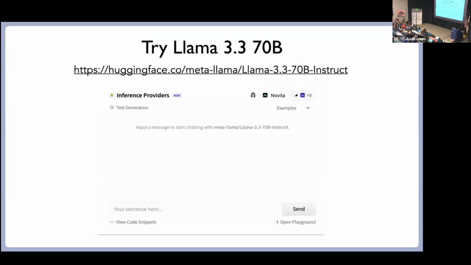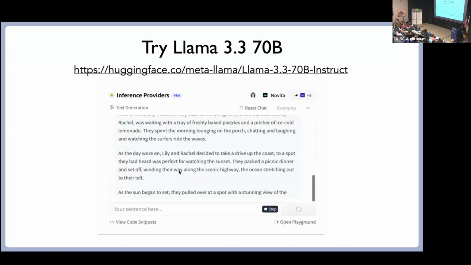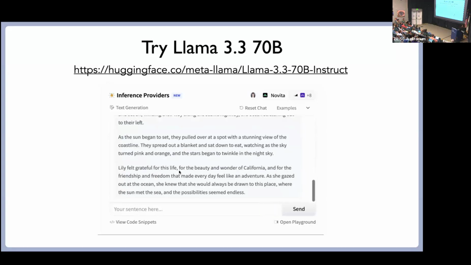And speaking of Llama 3.3, you can also try it out because the weights are public. For instance, you can visit the website here on Hugging Face and try out the model. I actually tried the story generation input that I showed earlier, and it's able to generate really long text like this. If you look at the story, it kind of makes sense. It's relevant to the input. It's very fluent.